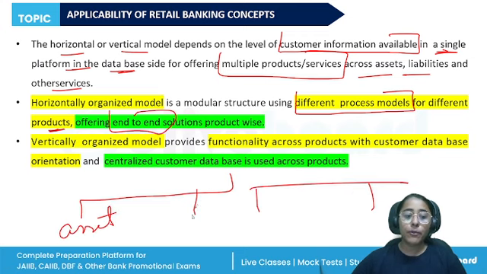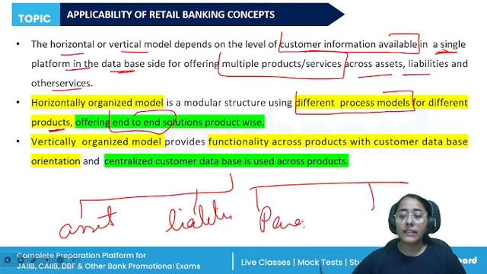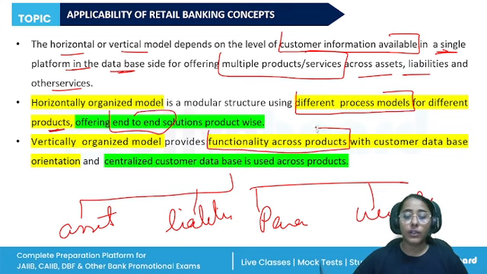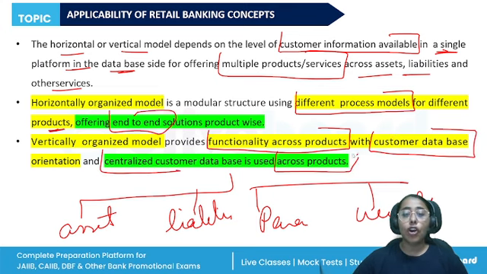Assets, separate process model. Liabilities, separate process model for para banking services, separate for, let's say, wealth management services. So different process model for different products. Vertical, on the other hand, it provides functionality across product. There's a centralized customer database, and this database is used across the product.